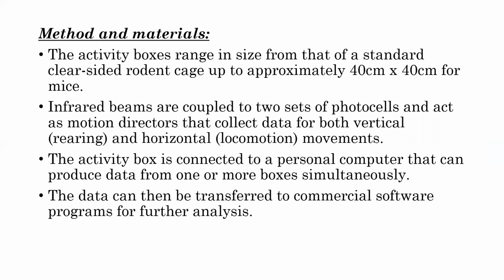The method and material is also very simple. The activity boxes range in size from that of a standard clear-sided rodent cage up to approximately 40 by 40 centimeters for mice. This means it can be different for rats or rabbits or whatever specimen you have under observation. The infrared beams are coupled to two sets of photocells and act as motion detectors that collect data for both vertical and horizontal movements. The activity box is connected to a personal computer that can produce data from one or more boxes simultaneously, and the data can then be transferred to commercial software programs for further analysis.